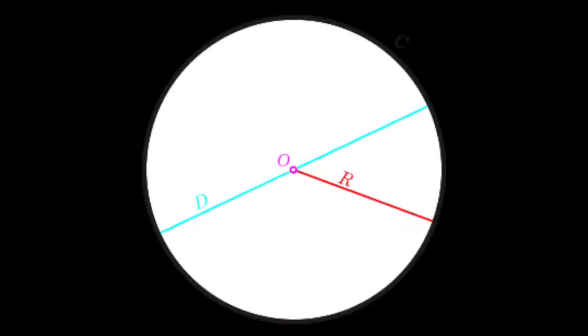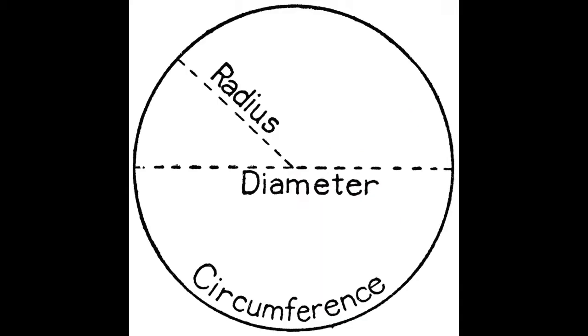is the distance from the center to any point of the circle, a diameter, that is the distance across the circle, and a circumference, that is the distance around the circle.